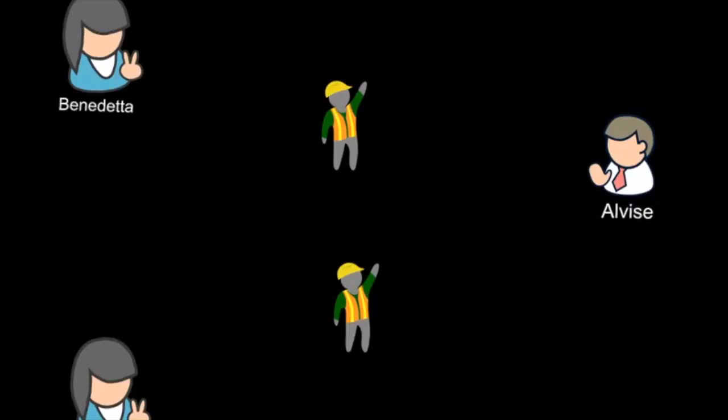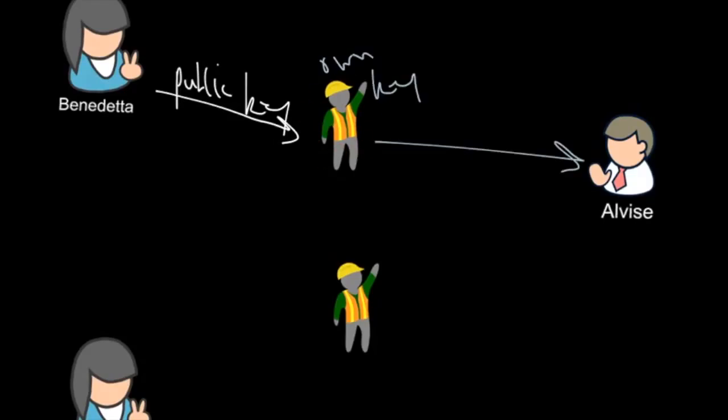With our previous discussions about asymmetric encryption, you know that Benedetta has to send her public key to Alvise before Alvise can send his message back to Benedetta. Now, this is how it works. So, Benedetta sends her public key along the network. The man in the middle manages to intercept this, change it, forward it on to Alvise.